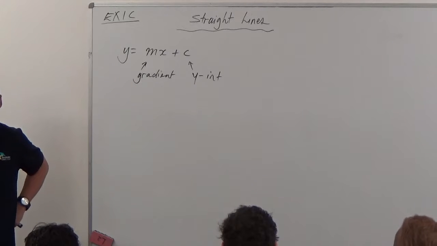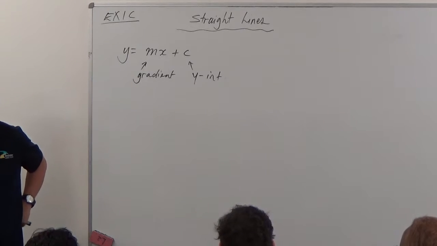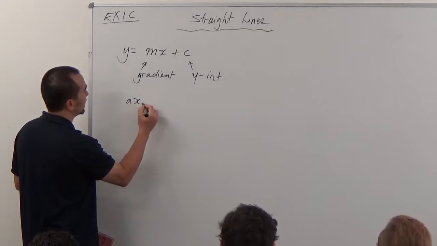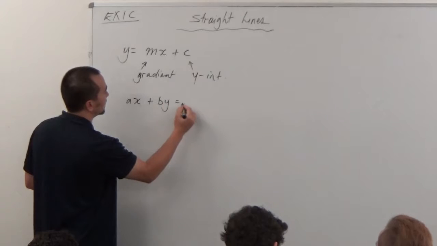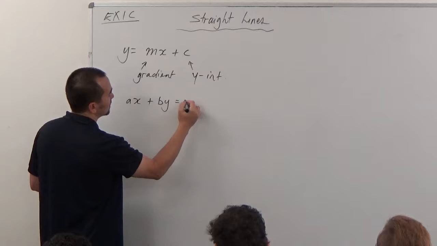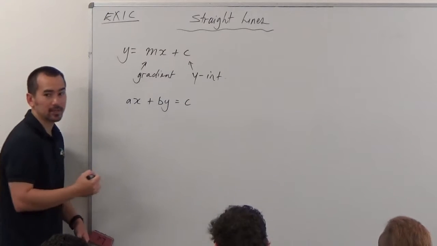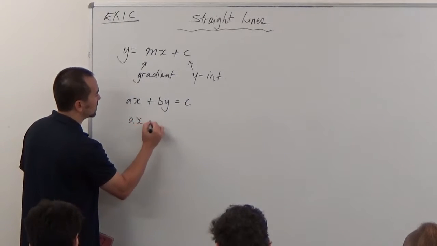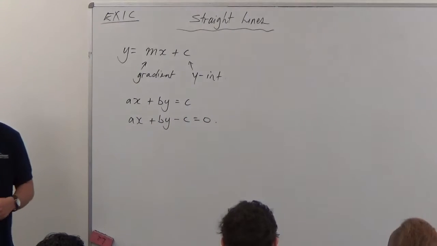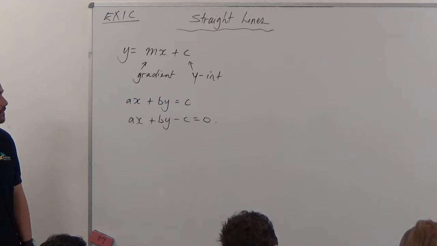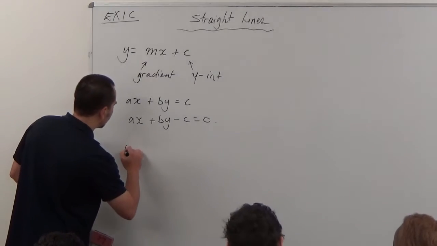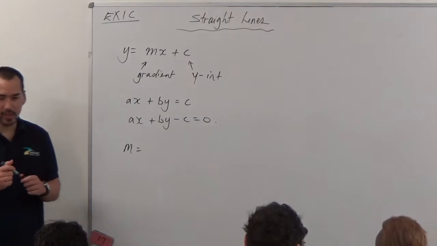What are the other forms that we know? General form. So in general form we would say ax plus by equals a constant. Sometimes it's written like that, other times it's written like this. Okay, you'll see both of those, depending on which textbook we use. But the real mystery is this gradient m.